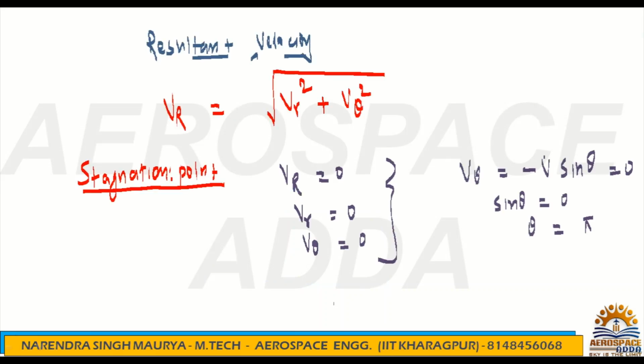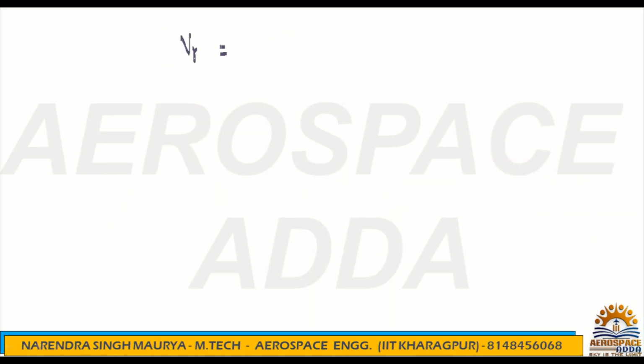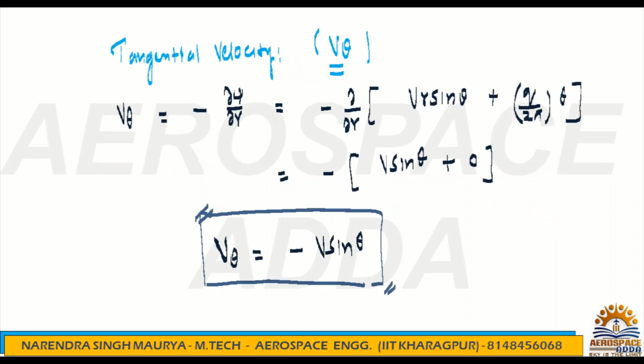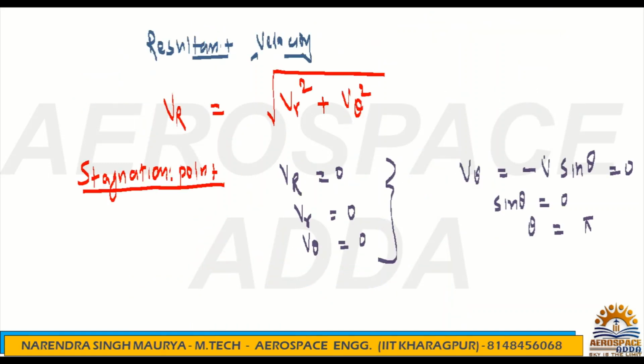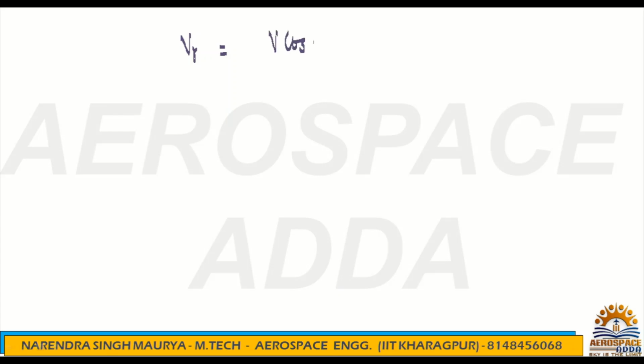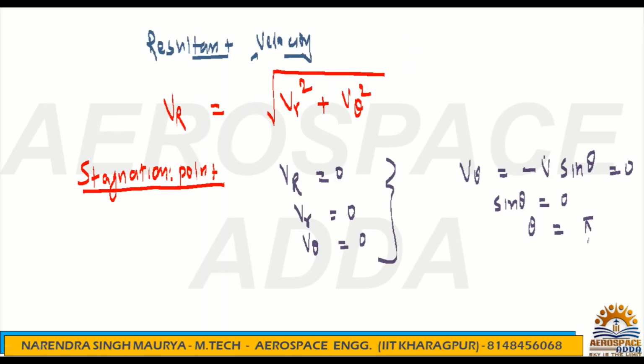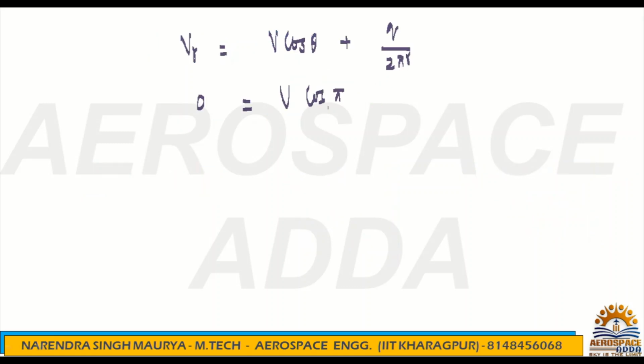Now to make Vr equal to 0, because we are interested in the stagnation point. So if Vr, you check, Vr is nothing but, if I'm not wrong, V cos theta plus Q upon 2 pi r. Now check, what should be the Vr, the radial velocity at the stagnation point? It should be 0. At the stagnation point, what is the theta? Theta is pi. Just now you have calculated here. So this becomes V cos pi plus Q upon 2 pi r.